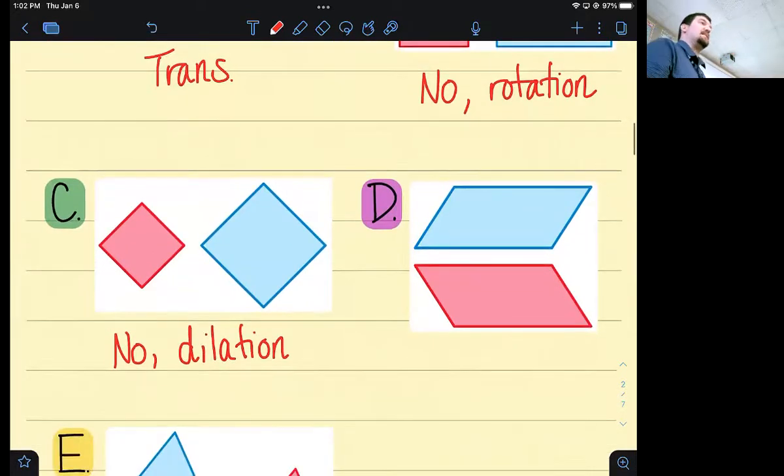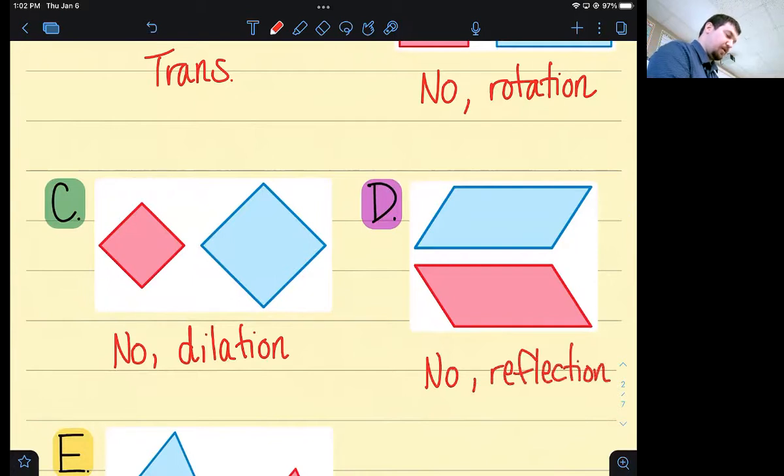What about example D? Is that a translation, Lucy? That one's also not. That's a reflection. You're correct. This would be a reflection over this imaginary line that I'm going to draw right there.